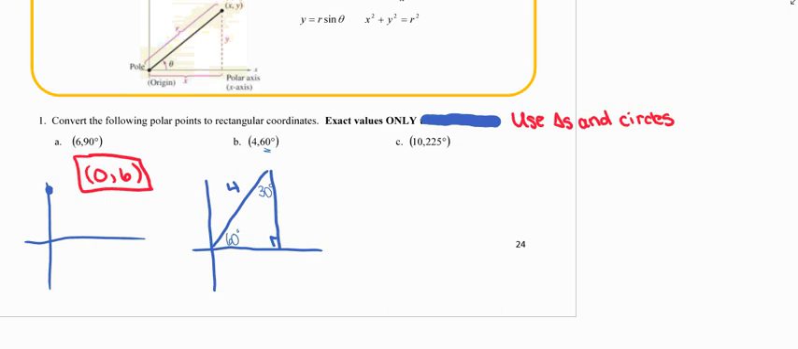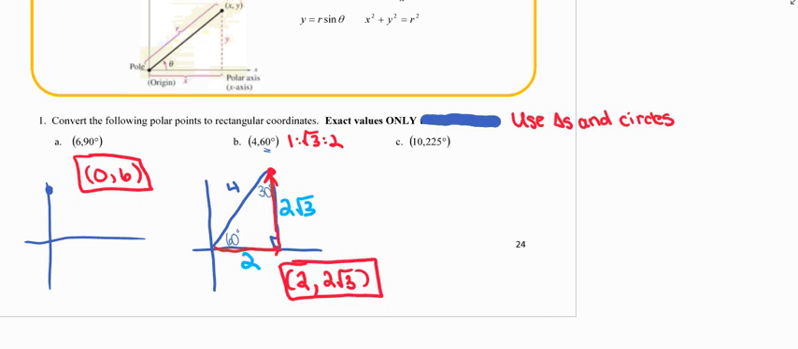So I'm looking at my 30, 60, 90 right triangle. And in that 30, 60, 90 right triangle, the length of the hypotenuse will always be double the length of the smallest side. So that means my shorter leg has to be 2. My longer leg then is 2 root 3. And again, I'm using that 1 to root 3 to 2 ratio. So that point is 2 units to the right of the origin, 2 root 3 units up, making his rectangular coordinates 2, 2 root 3. Once you get the hang of these, they really start to get fun.